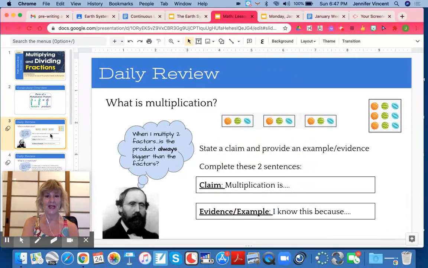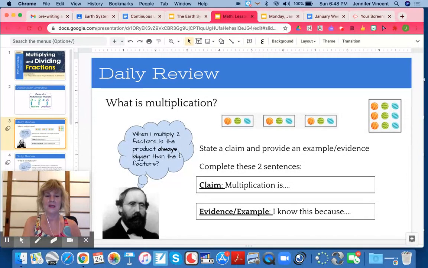If we were in the classroom today, we'd be starting out with the question, what is multiplication? And hands would be going up. This is multiplication. This is multiplication. So what I'd like you to do today is just to state the claim, multiplication is, and finish that out with what you would say in the classroom. And then evidence or example, tell us how you know that.